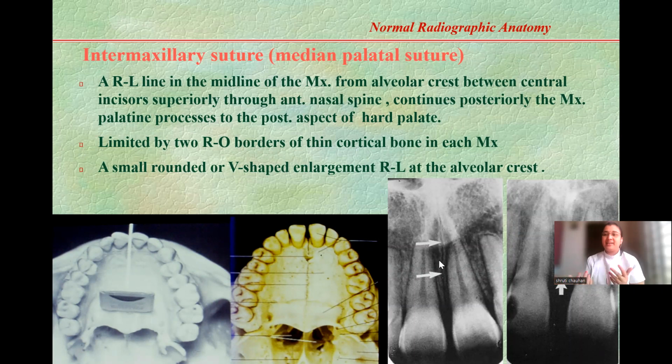So what is this? Again, it is the maxilla, the bone has started. So the bone on both sides is seen as white. That is how we are explaining it. It is limited by two radiopaque borders of thin cortical bone in each maxilla. A small rounded or V-shaped enlargement, which is radiolucent, is seen at the alveolar crest. We can see an enlargement at the alveolar crest, which is over here. Next slide.